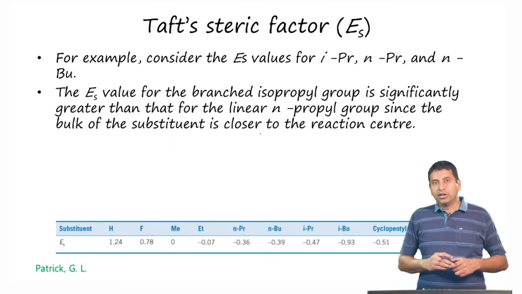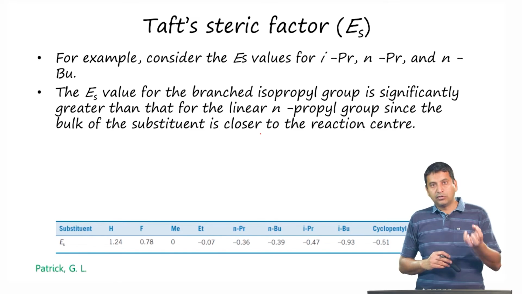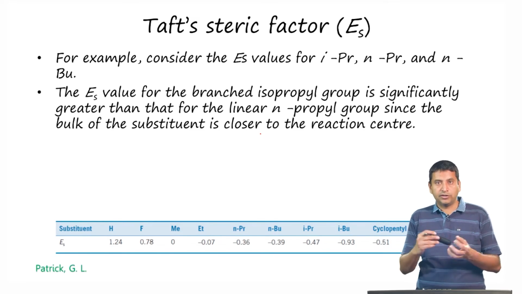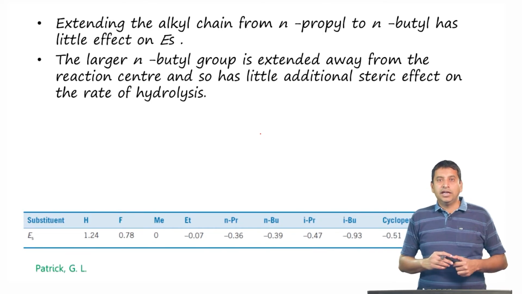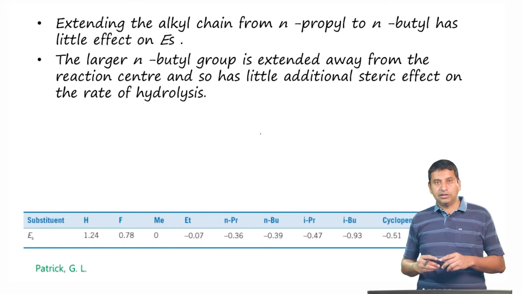So, for example, if you consider the values of isopropyl, N-propyl and N-butyl, the Taft's steric factor for the branched isopropyl group is significantly greater than that for a linear N-propyl group, since the bulk of the substituent is closer to the reaction center. Extending the alkyl chains from N-propyl to N-butyl has little effect on ES.